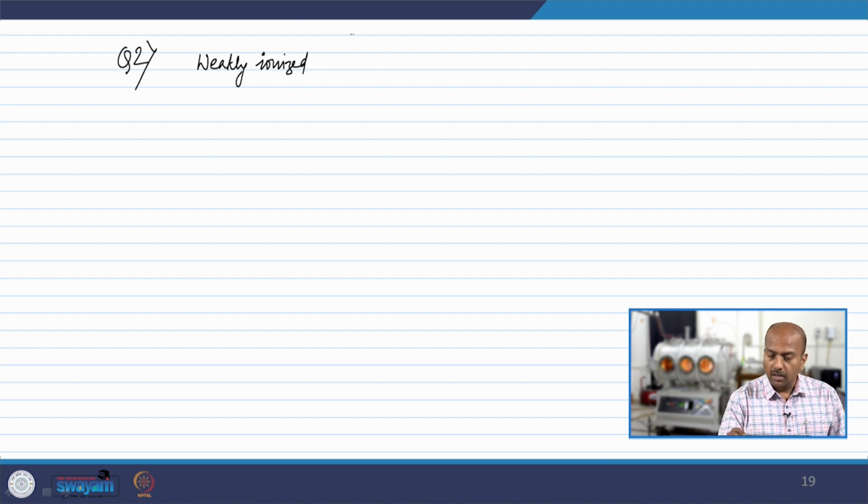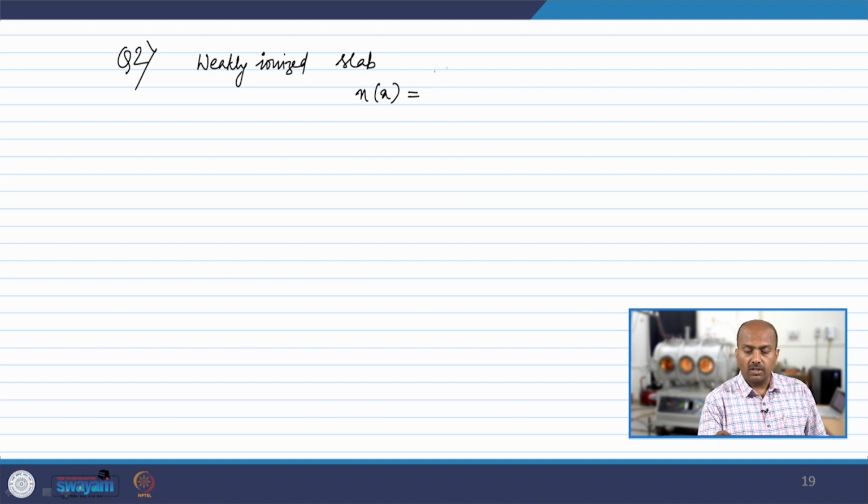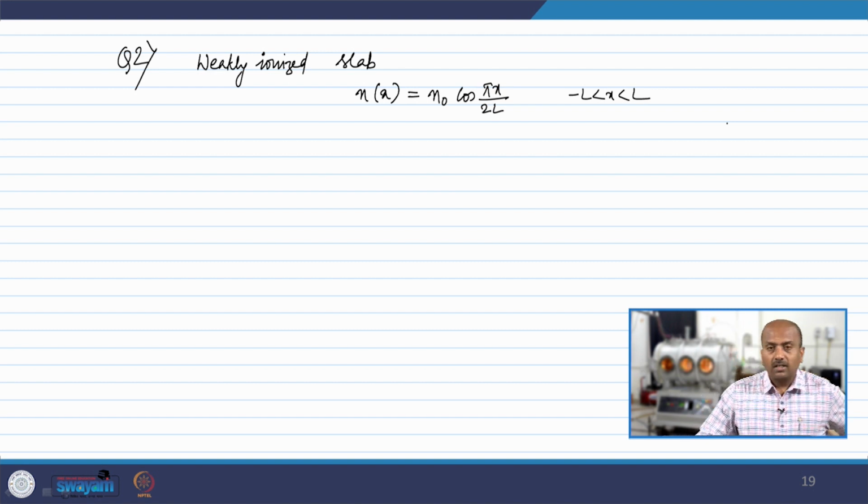So, weakly ionized plasma, the slab geometry is given like this. Slab geometry permits a concentration gradient which is like n of x is equal to n naught cos pi x by 2L between minus L to L like this. So, we have the slab arrangement in which the concentration of charged particles seems to be following this particular relation. Okay. Now, I am not writing this text here, I am just saying it so that you can write it down or grab the context.